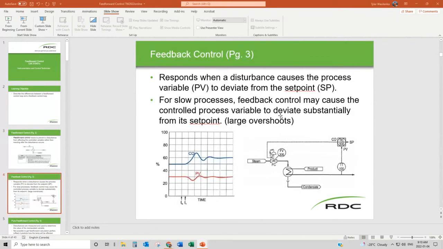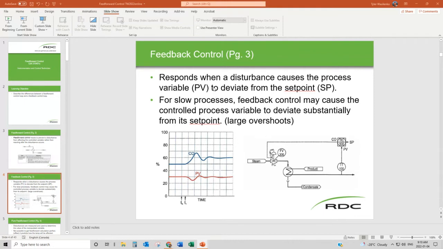Okay, so looking at feedback control first and how feedback control reacts to a disturbance, and then we'll compare that to feedforward, and you can see the distinctions and the benefits that we get by using feedforward over feedback control. And remember, with feedback, we don't know anything has happened until it has happened, whereas with feedforward, we have an idea ahead of time.